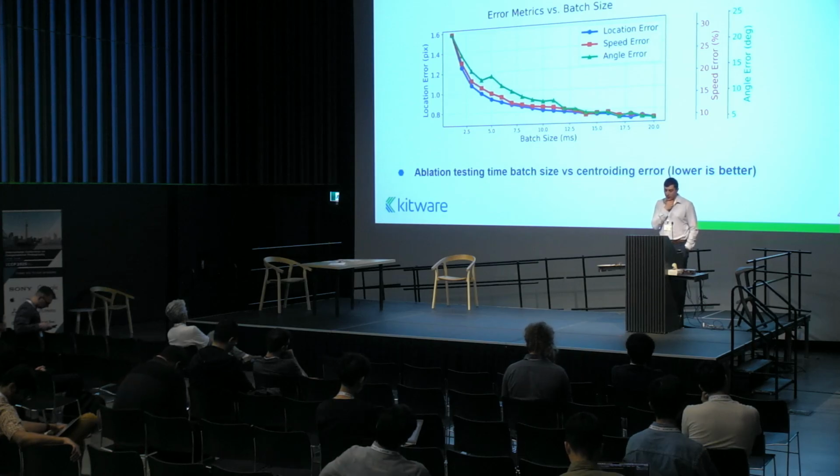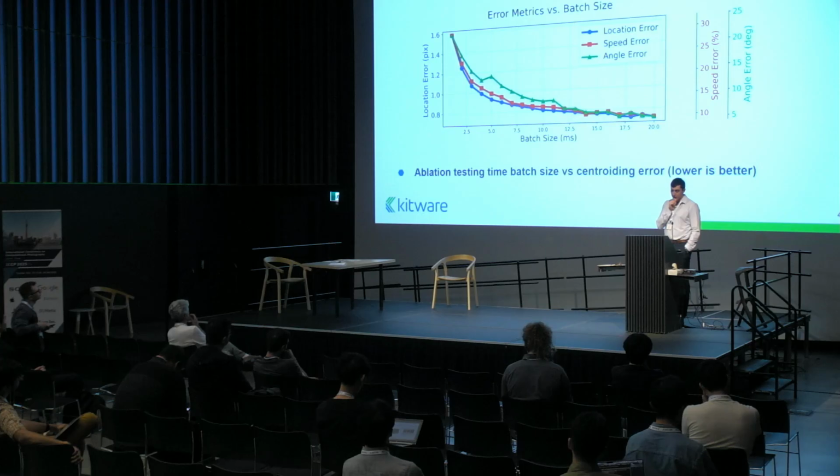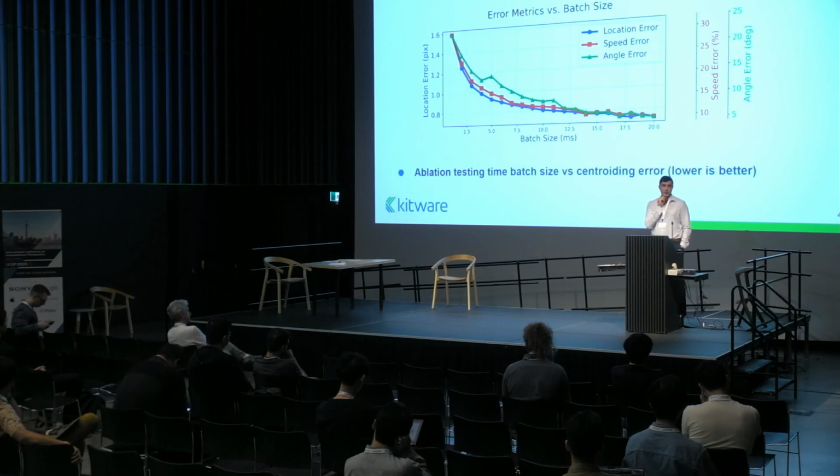So here's an ablation study we have about time batches, where you can see location, speed, and angle errors start to drop off, and eventually we get to an asymptote at around 0.8 location error. So I think if you want longer time batches, different models besides LSTMs might be more useful, something with more memory, or maybe a CNN in that case.